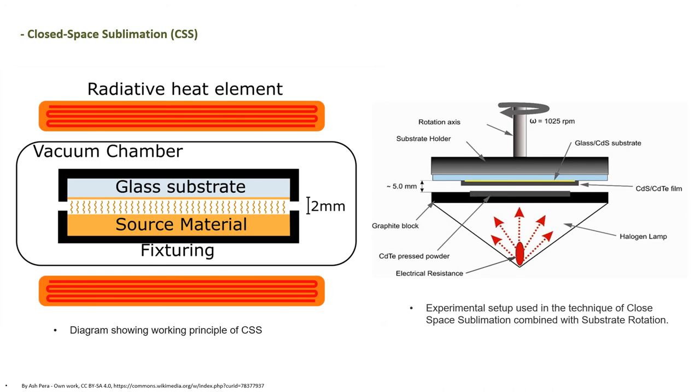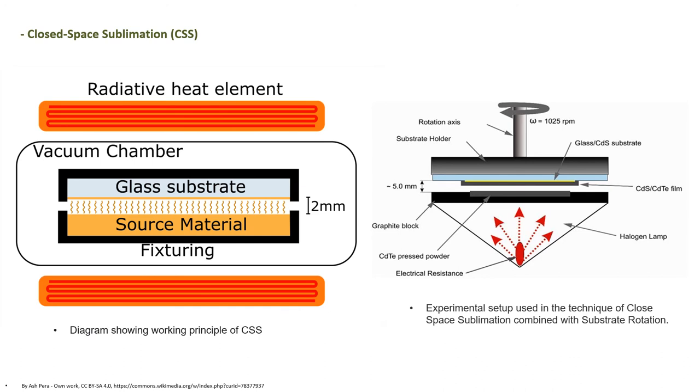Closed space sublimation is a method of producing thin film, especially cadmium telluride photovoltaics, though it is used for other materials like antimony triselenide as well. It is a type of physical vapor deposition where the substrate to be coated and the source material are held close to one another. They are both placed in a vacuum chamber, which is pumped down. The source and substrate are then heated.